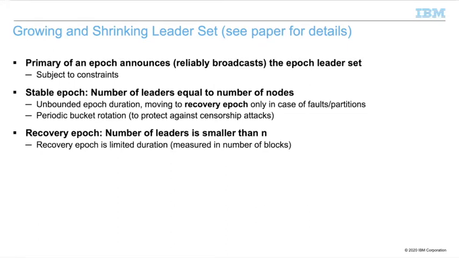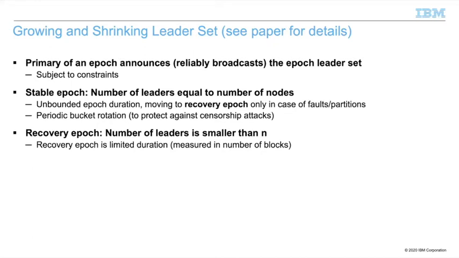Essentially, Mir, as we implemented it, is based on BFT, right? So it still has a primary, but the primary in BFT is a lone leader. Now it's not a lone leader. It's supposed to announce its fellow leaders. The primary of each epoch, which corresponds to a view in BFT, reliably broadcasts its leader set, announcing who should belong there. And this is subject to constraints. So the primary cannot just broadcast any leader set, right?